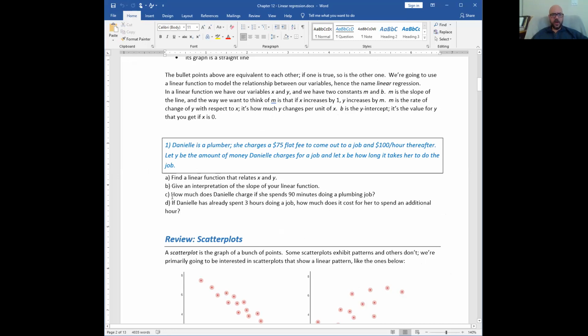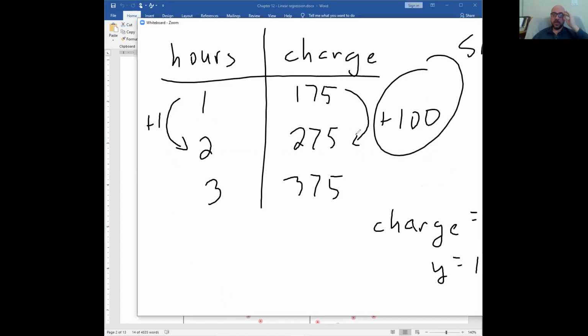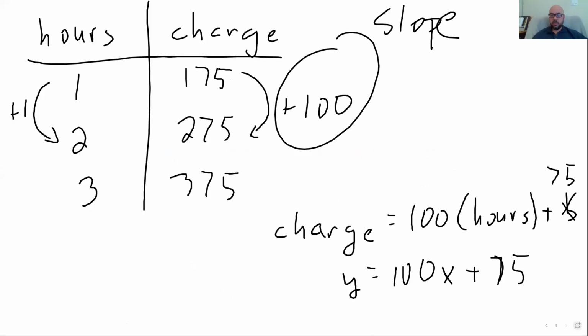If I want to know how much she charges if she spends 90 minutes doing a job, why is my mouse not working here? My mouse is failing, pardon me. If I want to know how much Danielle charges if she spends 90 minutes doing a plumbing job, well, time is in hours, so I put 90 minutes into hours and I get 1.5. And then we just put that in for X, right? That's literally all we do. This is going to be a thing that we end up doing a fair amount. But if I wanted to know what Y is when X is 1.5, I just put in 1.5 for X.